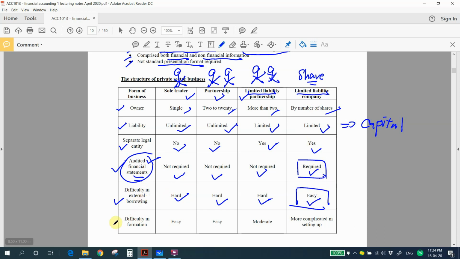Next, difficulty in formation. For sole trader and partnership, it's very easy for you to form the company. For limited liability partnership, the difficulty is moderate, and for limited liability company, it is more complicated to set up.